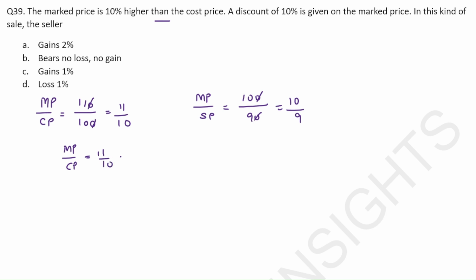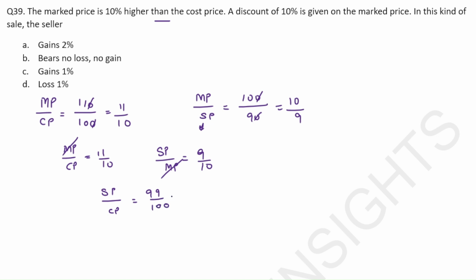11 by 10. So in order to remove the mark price, change this. So that means this will be 9 by 10. So MP will be cancelled. So we cannot cancel anymore. That means SP by CP is how much? 99 by 100.